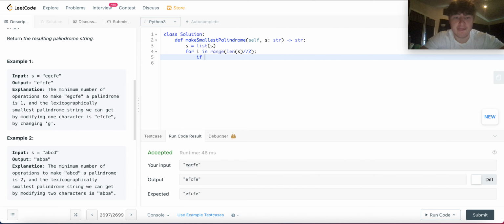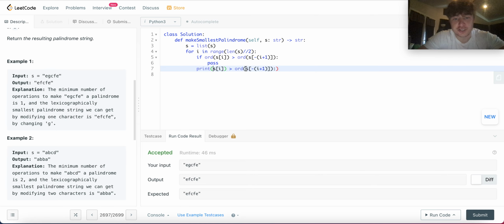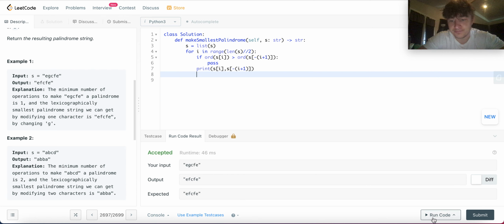And then we just make a calculation. We say, well, if the order of s at i is greater than the order of s at negative i plus 1, right? And we'll just pass for now. Let's actually just print this information so you can see what I'm doing here, so you can ensure that I'm grabbing the right pairs. Never a bad idea to do a little debugging while you're solving the problem.